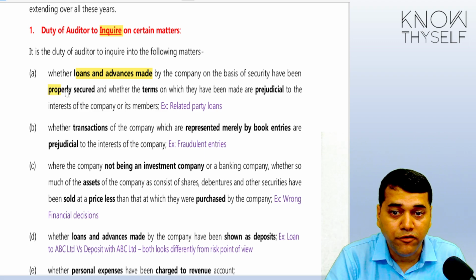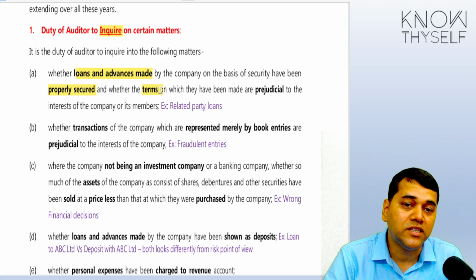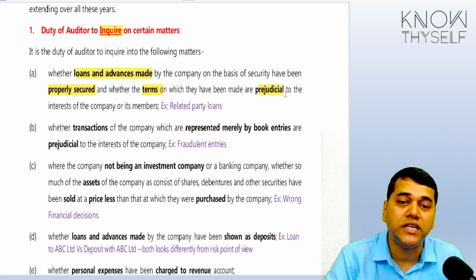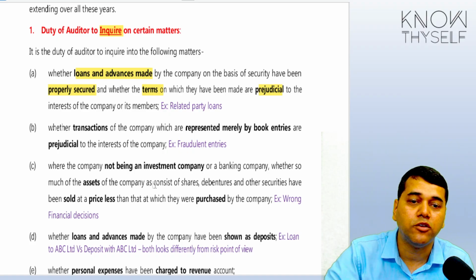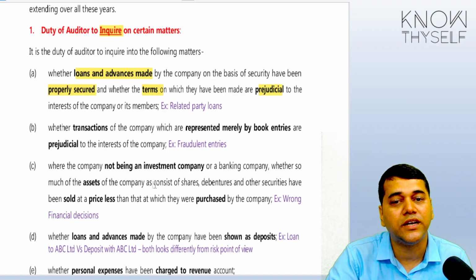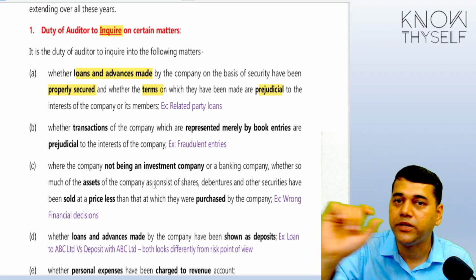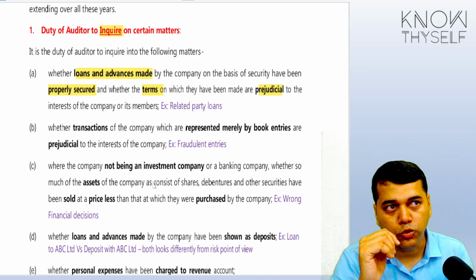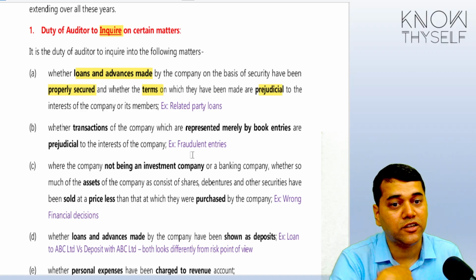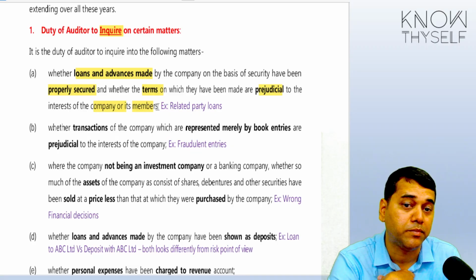And if yes, have you properly secured, and whether the terms are prejudicial to the interest of the company? See, what could the organization have done? So many related party loans they could have given at a 0% rate of interest. Parent must have given to subsidiary. In FR, you are solving this problem, no financial instrument. Now, you have to ask, have you done anything like that? And that is prejudicial to the interest of the company and its members.